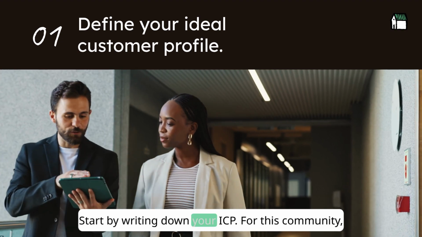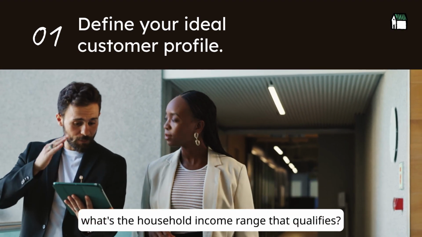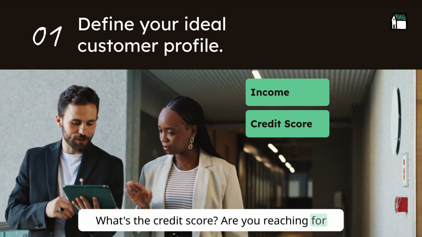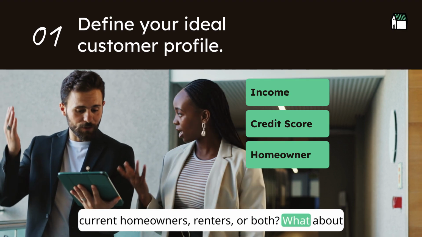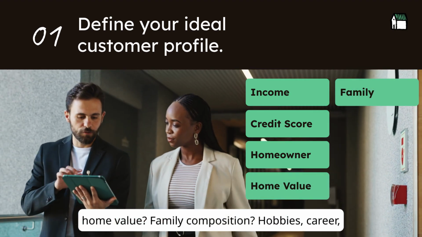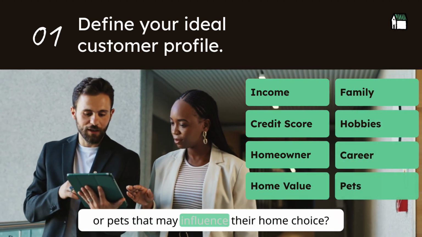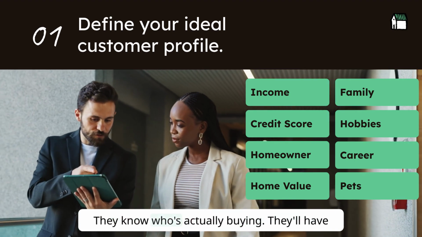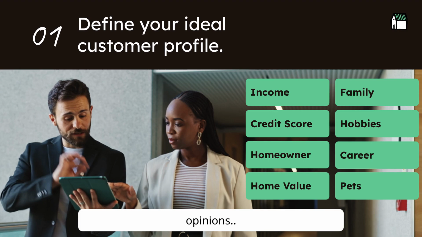Start by writing down your ICP. For this community, what's the household income range that qualifies? What's the credit score? Are you reaching for current homeowners, renters, or both? What about home value, family composition, hobbies, career, or pets that may influence their home choice? It's important to check in with your sales team. They know who's actually buying, they'll have opinions.